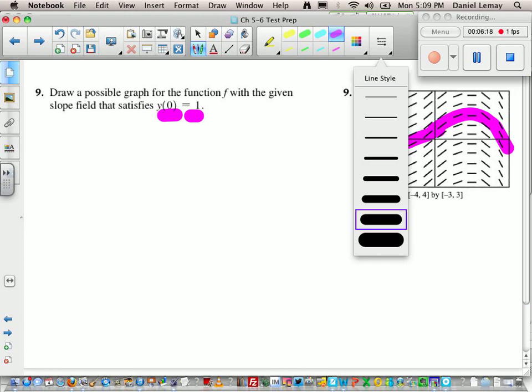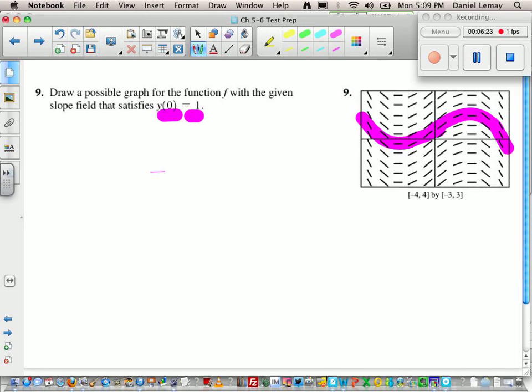So how do you, I gave the answer to you on the paper, but here, how do you deal with this? I'm seeing a bunch of sine waves here is what I'm looking at for that slope field, and I know this point goes through 0, 1. So there's the 1. So I'm seeing something that looks like this, dips down a little bit, comes back up. It's close enough for that.